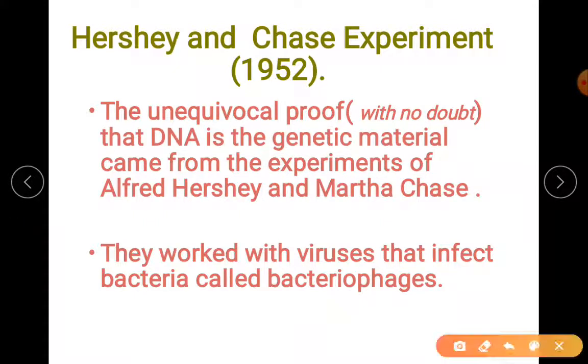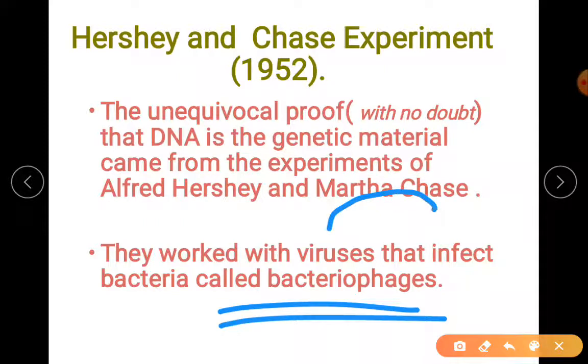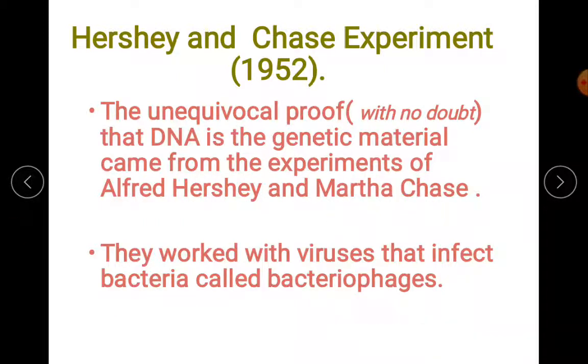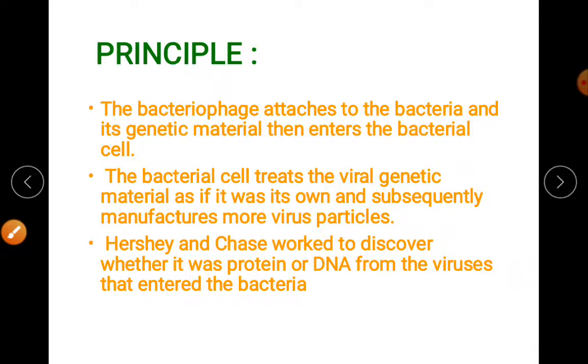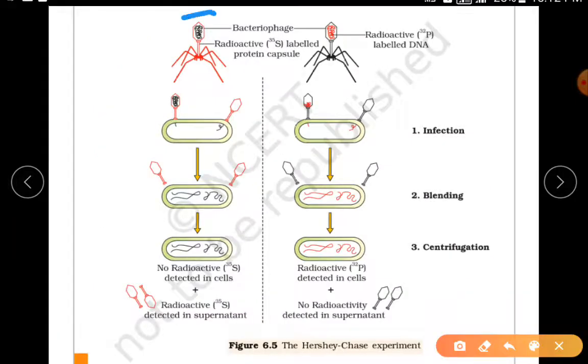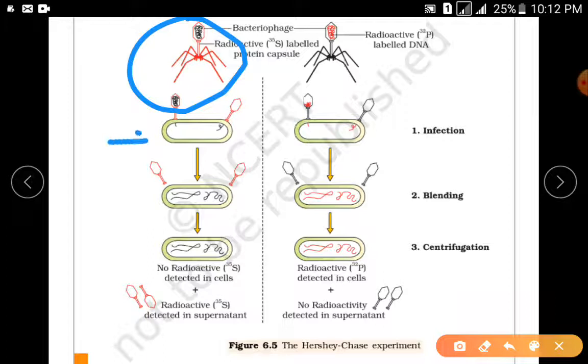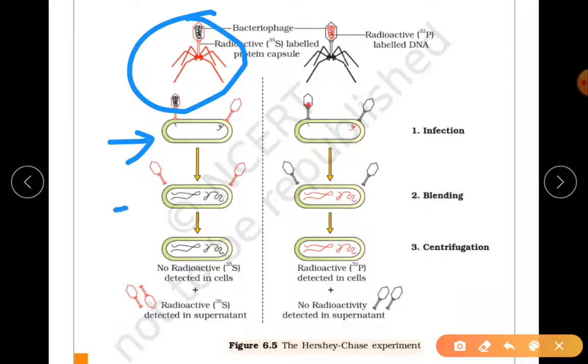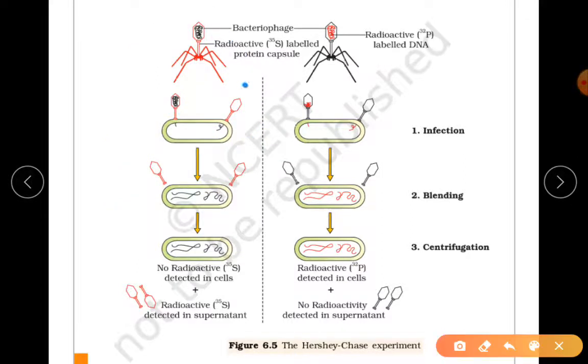So what did they work on? Here they worked on bacteriophages. What are bacteriophages? Viruses that infect bacteria. You know about the lytic cycle, right? When I say lytic cycle, the virus attaches itself to the bacteria and multiplies. Just see how it attaches. The protein is outside, and DNA enters inside. It need not be DNA itself, it can be RNA.